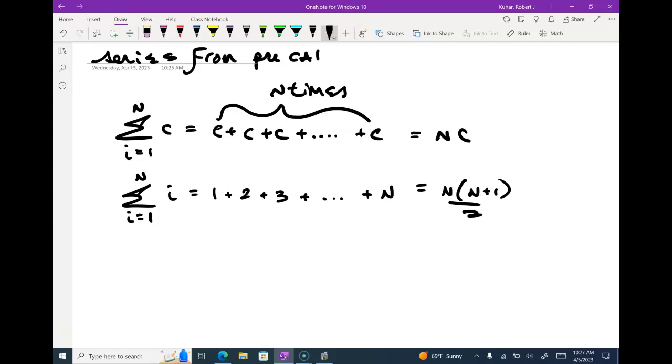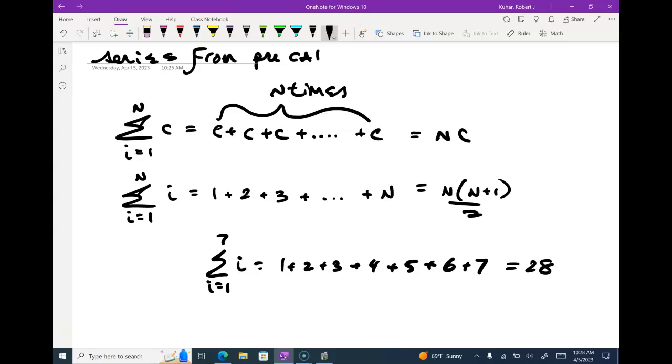So a quick demonstration of this, right? Let's say the sum of i equals 1 to 7 of i, that's 1 plus 2 plus 3 plus 4 plus 5 plus 6 plus 7, yes? Help me there. 3, 6, 10, 15, 21, 28, agreed? Will someone check me on that, please?